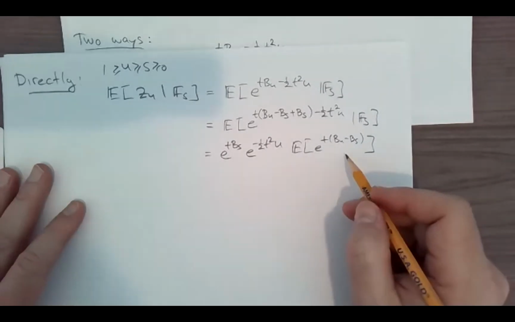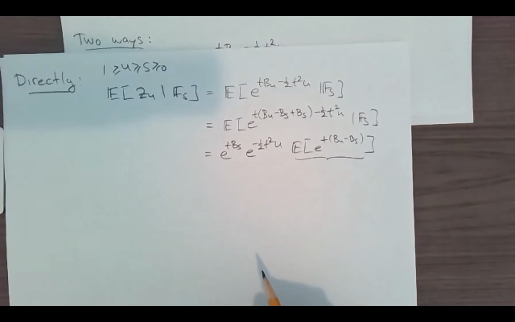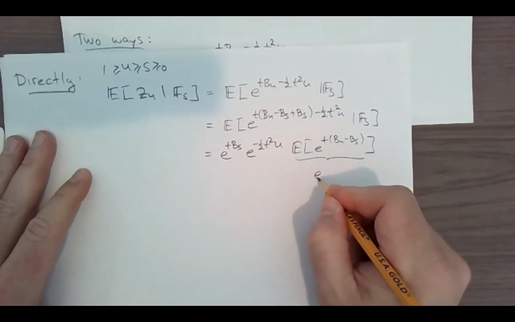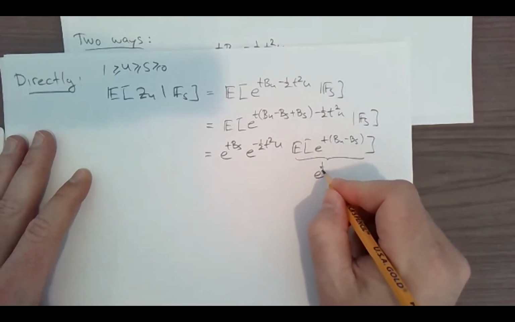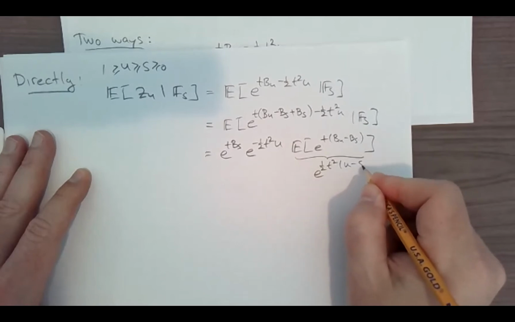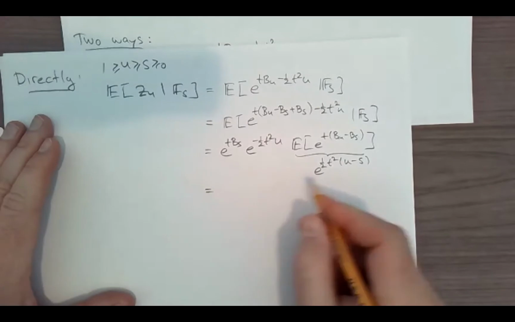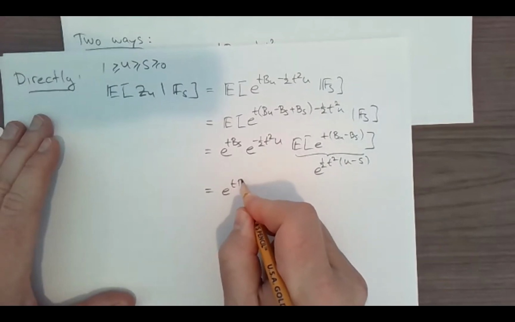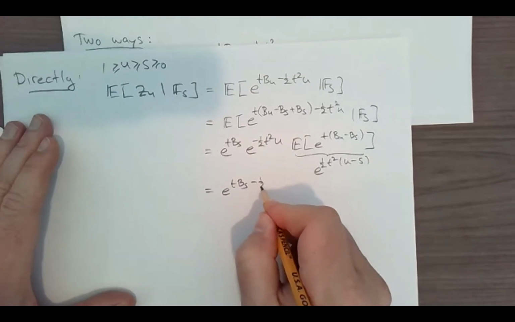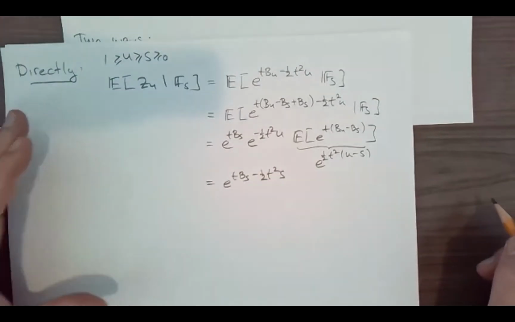And now what is this expectation? So we can use, I guess I'm circulating now, I'll use Alice's comment, see that this will be e to the 1/2 t squared, and then the variance is just going to be u minus s. And all in all, you will cancel out, I'll get e to the t b_s minus 1/2 t squared s.